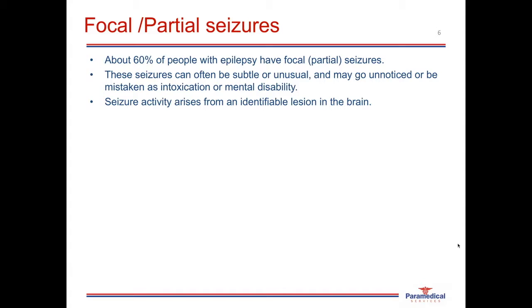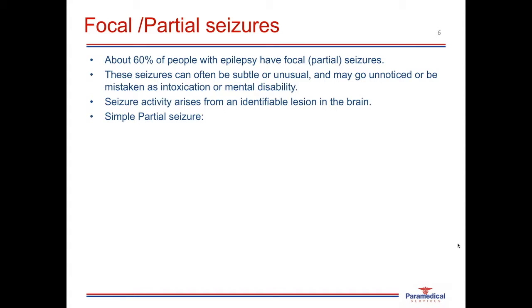Seizure activity arises from an identifiable lesion inside the brain. A brain lesion refers to any type of abnormal tissue on the brain. Examples of this can be tissue that has undergone traumatic injury or been altered due to severe infections. It can also be a result of vascular abnormalities or genetic abnormalities, to name a few. There are two types of partial or focal seizures. The first is called a simple partial seizure, and the other is a complex partial seizure.